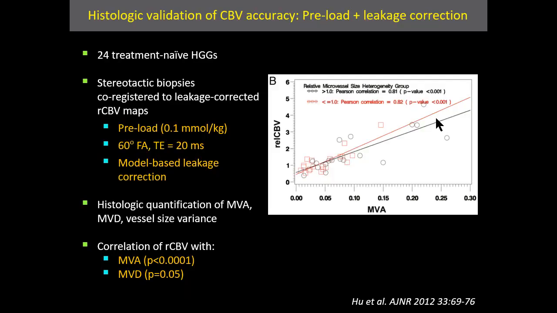Now, we also have histologic validation of CBV accuracy using both preload and leakage correction. Stereotactic biopsies co-registered to leakage-corrected cerebral blood volume maps made using a preload, intermediate flip angle, and this model-based leakage correction have shown very good correlation of cerebral blood volume with microvascular area and density. So we've got good tissue correlation.